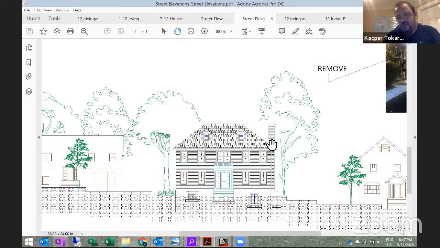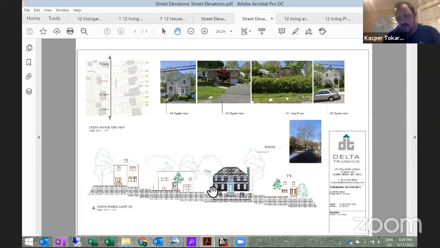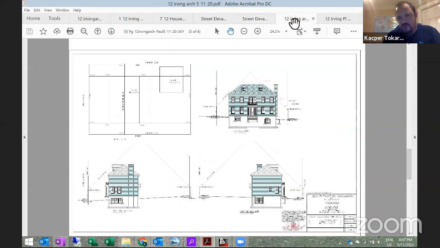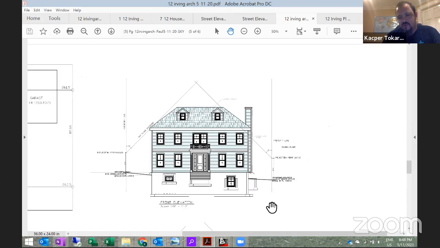So this is basically how the house is proposed to look. As you can see, we added a chimney, and this is how it looks next to the neighborhood. So the board has seen this elevation sketch before, but this is the house that we're trying to get approved right now. I'm going to turn on the front elevation. So this is basically Ogden, Irving with the setbacks maintained. And this is the view on the sky exposure.